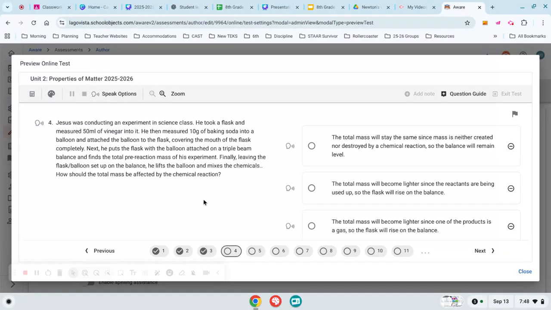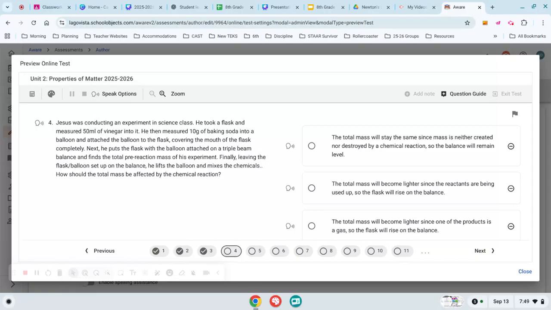Jesus was conducting an experiment in science class. He took a flask and measured 50 milliliters of vinegar into it. He then measured 10 grams of baking soda into a balloon and attached the balloon to the flask, covering the mouth of the flask completely. Next, he put the flask with the balloon attached on a triple beam balance and found the total pre-reaction mass of his experiment. Finally, leaving the flask and balloon set up on the balance, he lifts the balloon and mixes the chemicals. How should the total mass be affected by the chemical reaction?